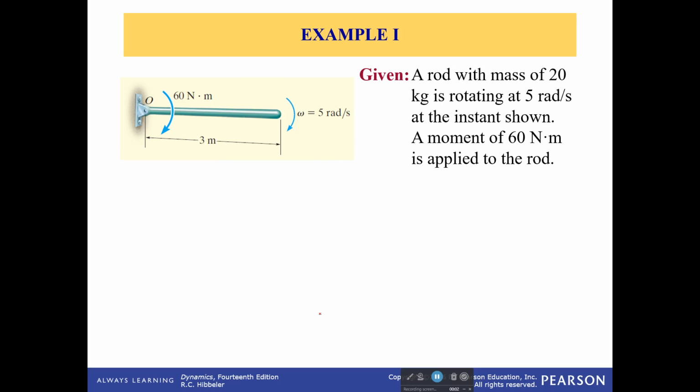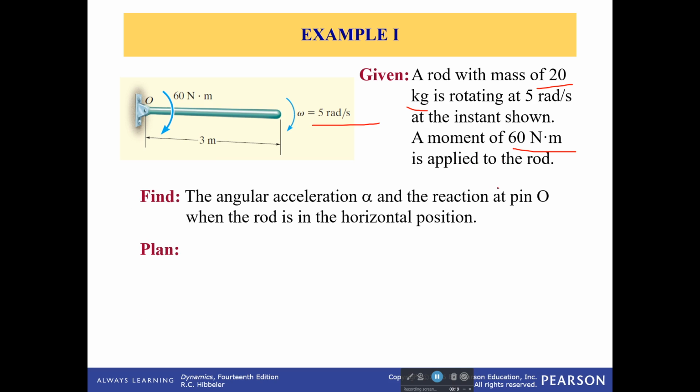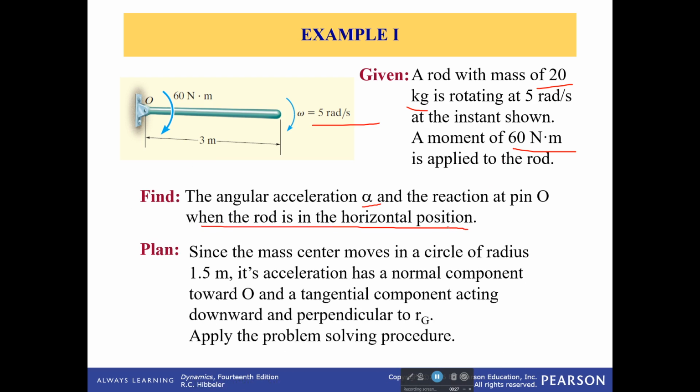Okay, let's try out this first example together. So what we have here is a rod with a mass of 20 kilograms, and it's rotating at 5 radians per second. A moment of 60 Newton meters is applied to the rod at this instant. We want to find the angular acceleration of the rod and the reaction at the pin when the rod is in the horizontal position. So how are we going to do this?